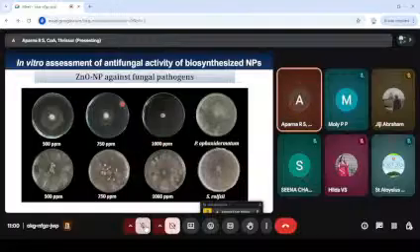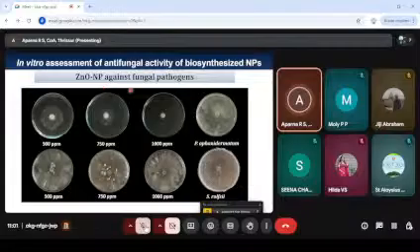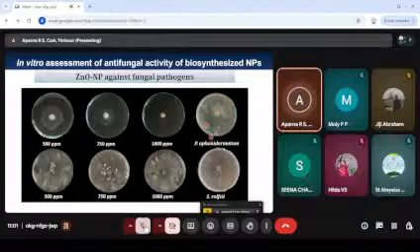Later, the synthesized zinc oxide nanoparticles were further evaluated for their antimicrobial efficacy against two fungal pathogens, that is Pythium aphanidermatum and Sclerotium rolfsii, at different concentrations, that is 500, 750 and 1000 ppm. Here from the image itself, we can see that the zinc oxide nanoparticles were very well effective against Pythium aphanidermatum, especially at 1000 ppm, whereas against Sclerotium rolfsii, it was not effective.